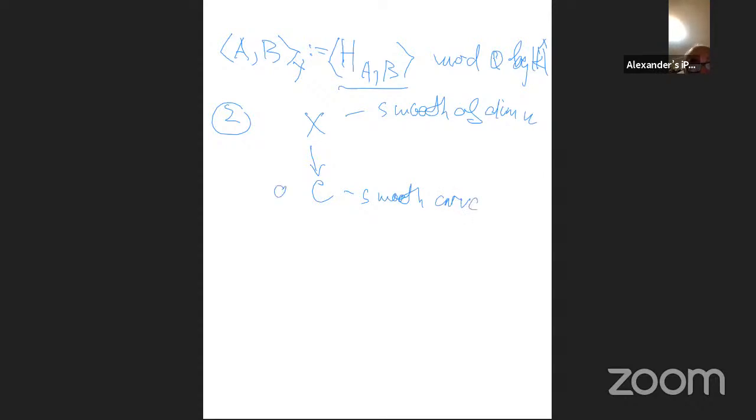And also I will have a point here, and I have the fiber over this point. And this is a map, a projection F, and I assume that F is proper. And also it's smooth outside a finite subset of points x alpha inside of the zero fiber.